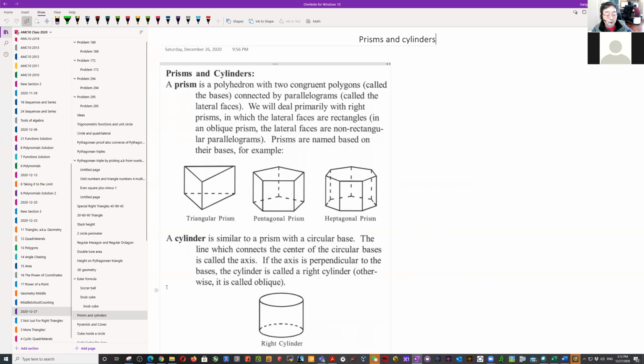prism and the cylinder. Prisms are just shapes with two parallel faces on top and bottom, and those two faces need to be congruent. Those two congruent faces are linked together by rectangles or parallelograms. If it is linked by parallelograms, it's called an oblique prism. An oblique prism is just slanted, it's not straight.